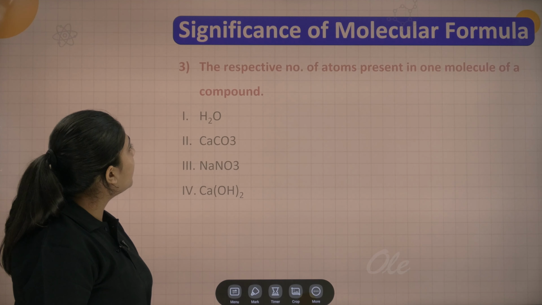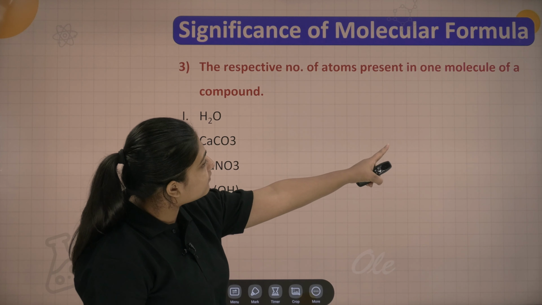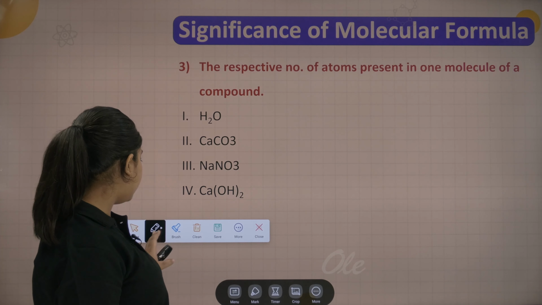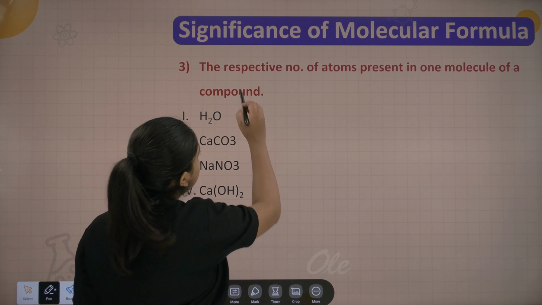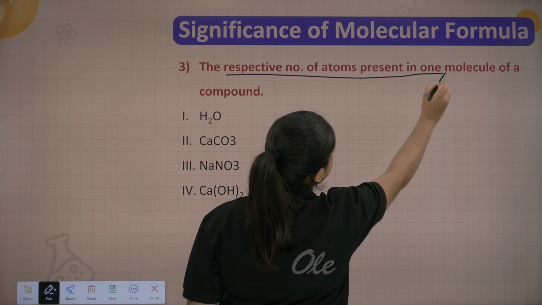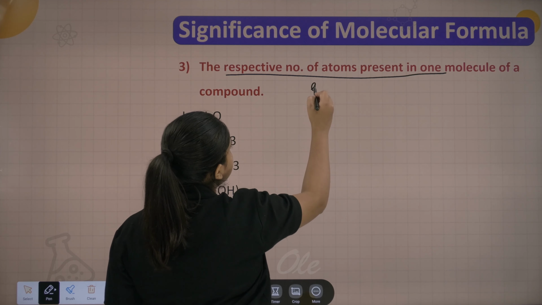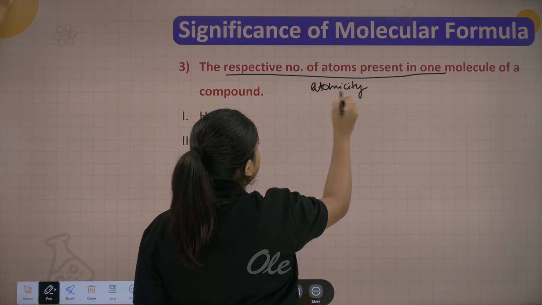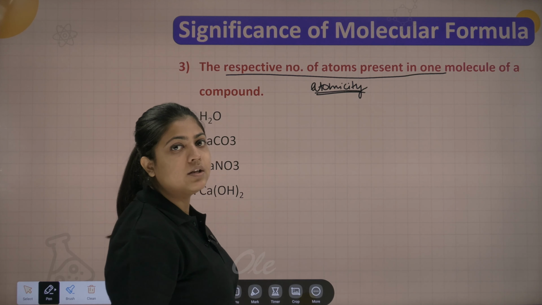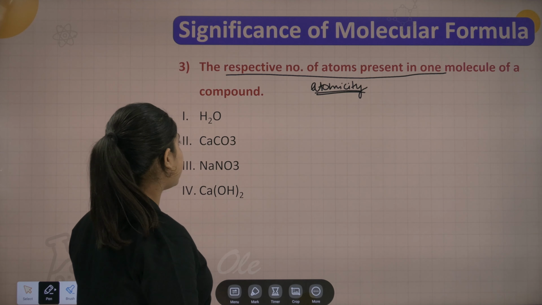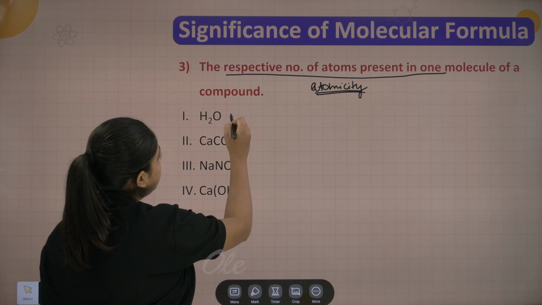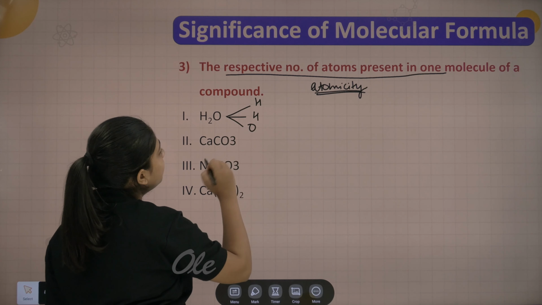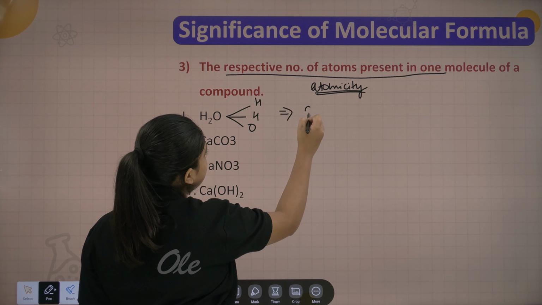Now if I talk about the respective number of atoms present in one molecule of a compound, this is known as atomicity. Atomicity means number of atoms that are present in one molecule of a compound. For example, how many atoms are present here? There are 3 atoms present, 2 of H and 1 of O. So it will be 3.